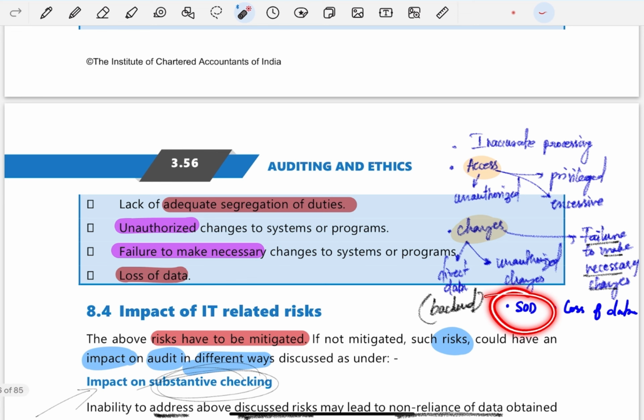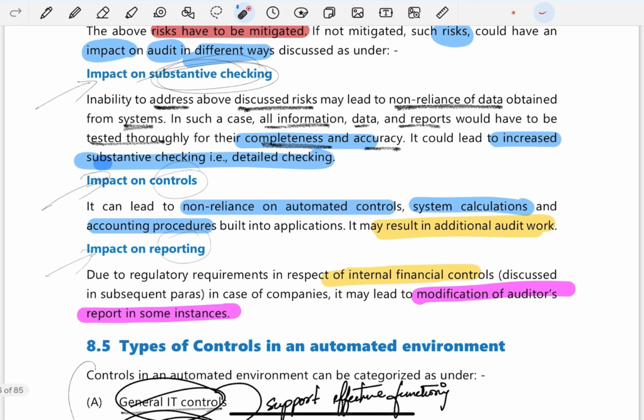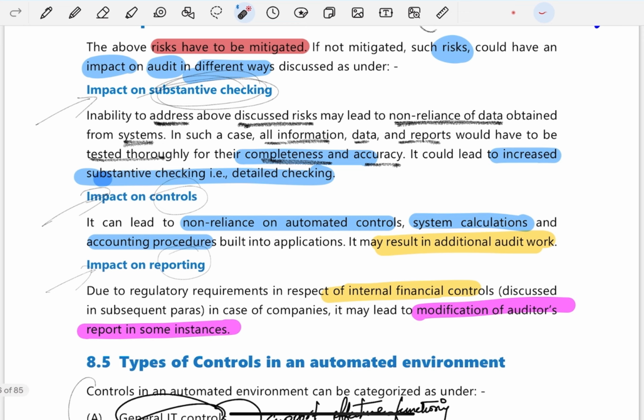The last 2 points are lack of segregation of duties and loss of data. So we're done with risk. Now what is the impact of risk? Whatever risk the auditor has identified, he has to mitigate them. If the risks are not mitigated, then such risks could have impact on audit in different ways.